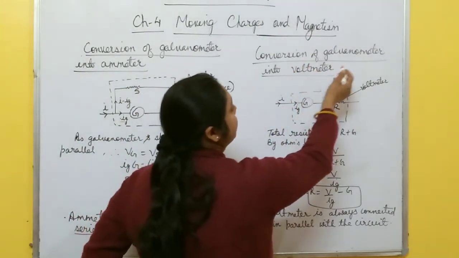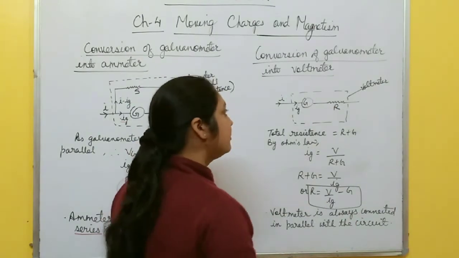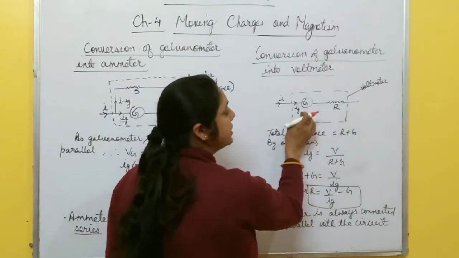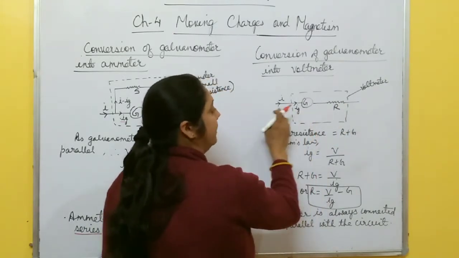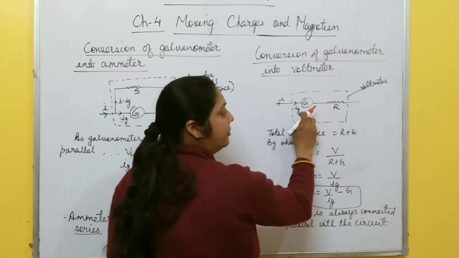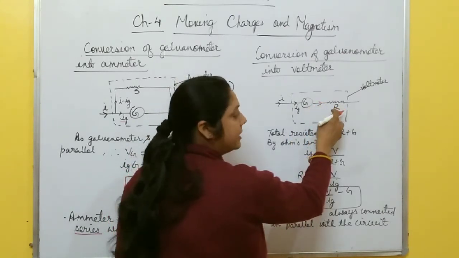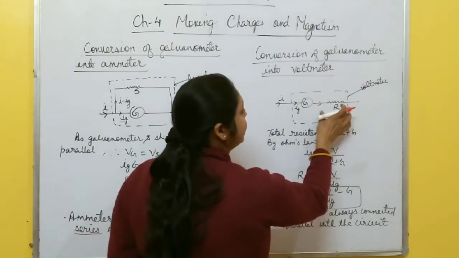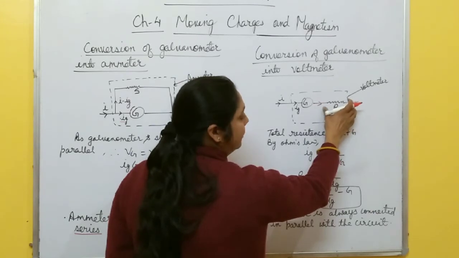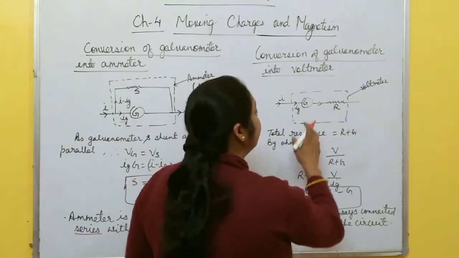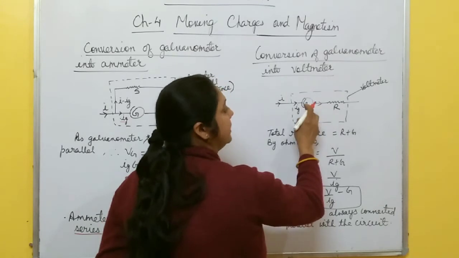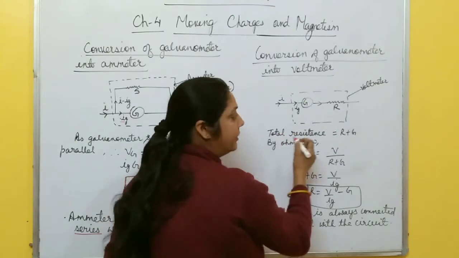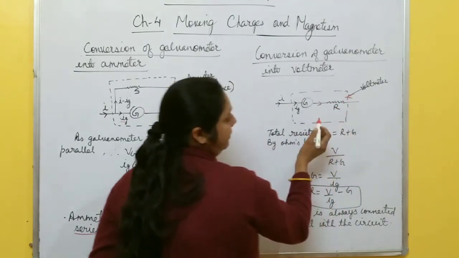Last one is the conversion of a galvanometer into a voltmeter. To convert this galvanometer into a voltmeter, we connect a high resistance R in series with this galvanometer, so that when current passes through the galvanometer, it also passes through this high resistance, and the galvanometer only measures a small amount of potential difference. The rest of the potential difference is across this high resistance R, so we can convert the galvanometer into a voltmeter by connecting this high resistance in series with the galvanometer. This gives you a voltmeter, right?